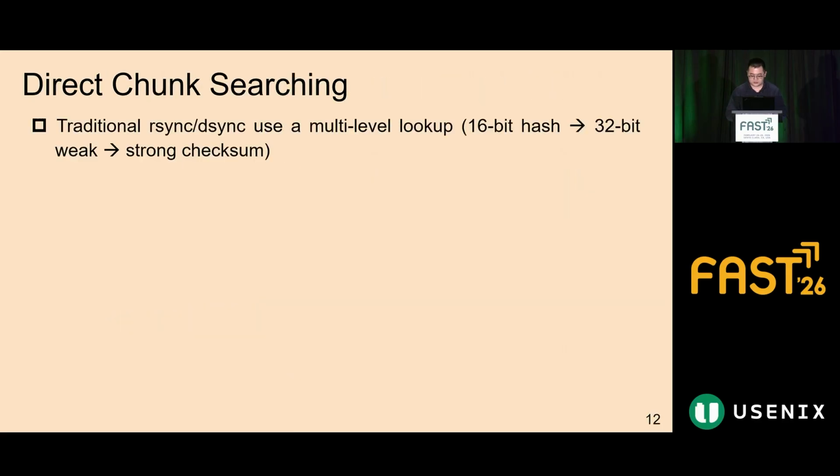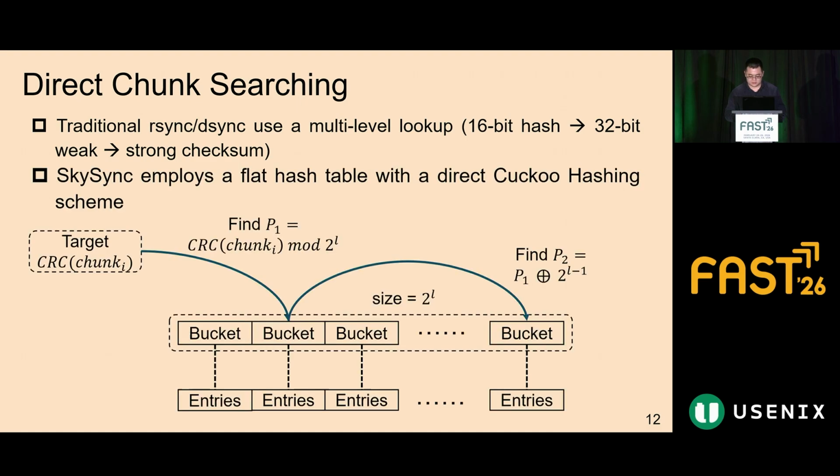Next, we improve chunk searching. Traditional methods like rsync or dsync use a slow multi-level lookup process. They first check a 16-bit hash, then a 32-bit weak checksum, and finally a strong checksum. This requires searching through many pointers, which takes a lot of time. SkySync uses a flat hash table with a direct cuckoo hashing scheme. To find a target string, we reuse its CRC32 checksum to directly index into possible bucket positions in the hash table.